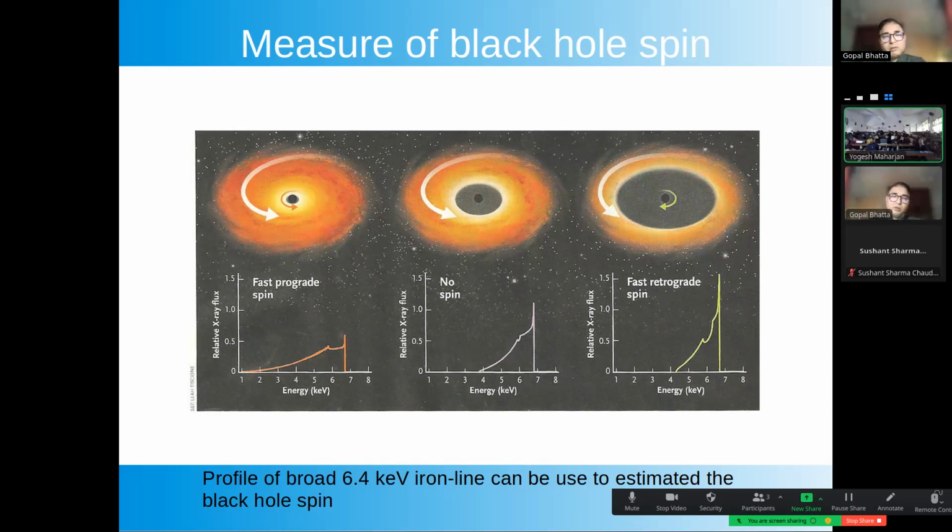So what happens is that if there is iron in those ISCO, then you can see the iron lines and this distorted profile. From there, you can tell how fast or slow the black hole could be spinning. So this is very important in the study of black hole spin.